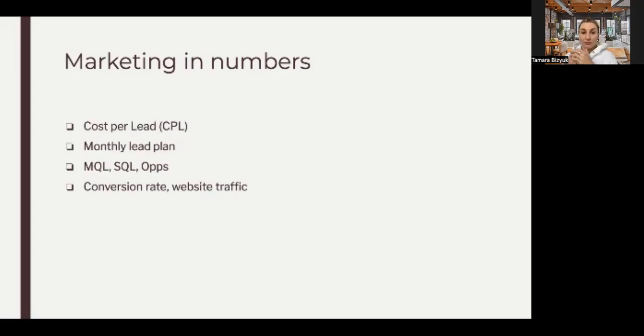So we'll have a closer look at the templates that I have on how the lead plan should look, what to include, what to calculate. But you should be calculating leads on a monthly basis.